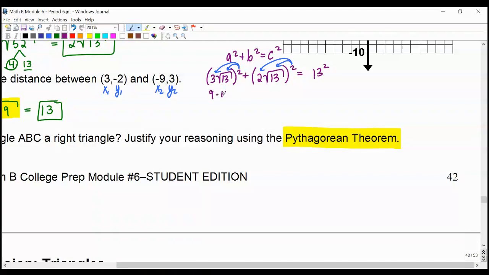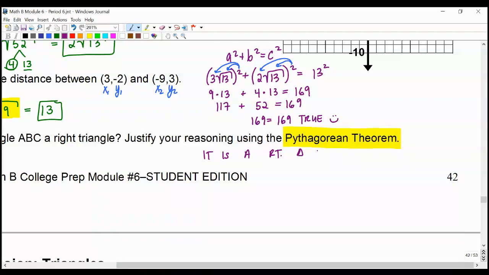This is 9 times 13. This is 4 times 13. And this is 13 times 13, which is 169. All right, 9 times 13 is 117. This is 52. And we are looking for a true statement, and that's what this is. It works out. So we now know it is a right triangle.